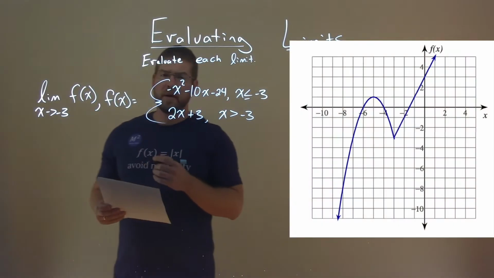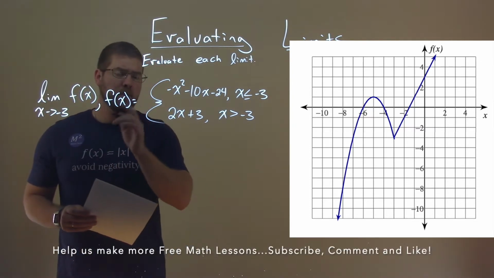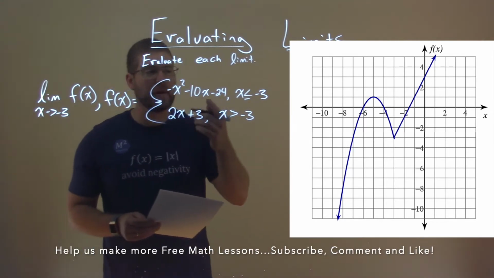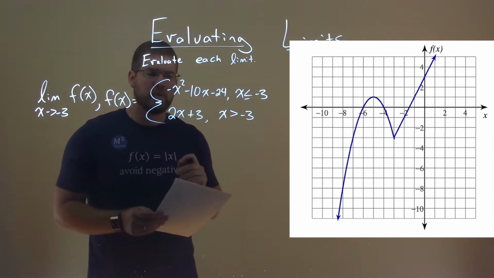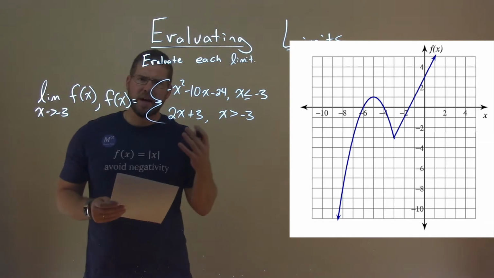We're given this limit right here, the limit as x approaches negative 3 of f of x, where f of x is equal to the piecewise function negative x squared minus 10x minus 24 when x is less than or equal to negative 3, and 2x plus 3 when x is greater than negative 3. All right? And we need to evaluate this limit.